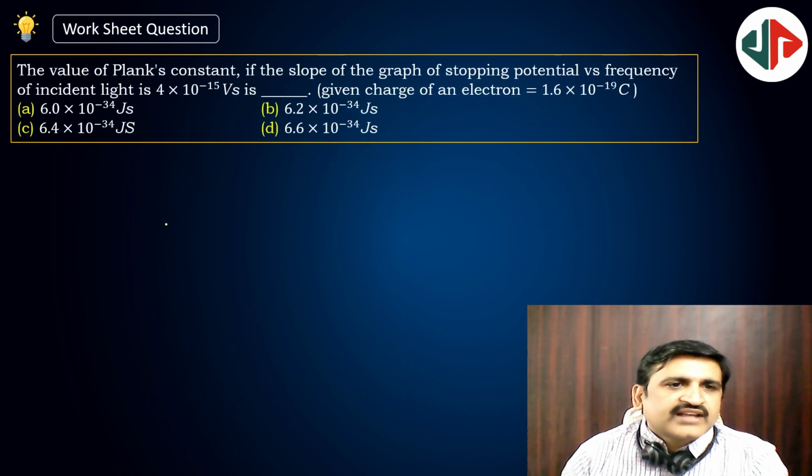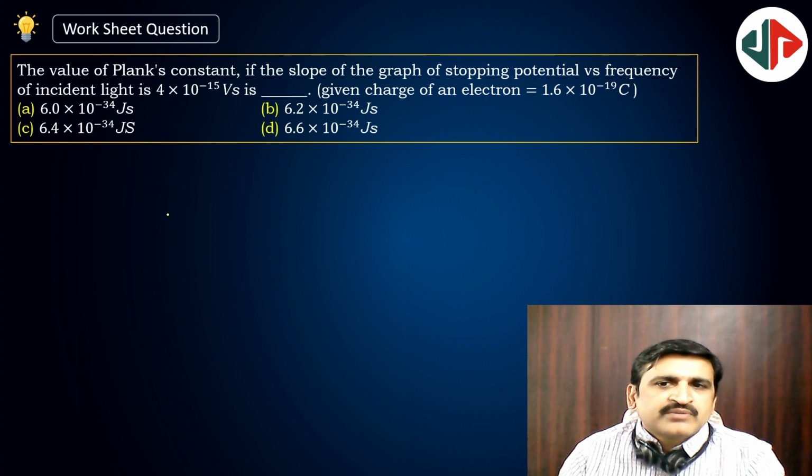The value of Planck's constant, if the slope of the graph of stopping potential versus frequency of incident light is 4 into 10 to the power of minus 15 volt seconds. Okay, stopping potential by frequency nu is equal to 4 into 10 to the power of minus 15. What is he asking? Value of Planck's constant. Slope is given.